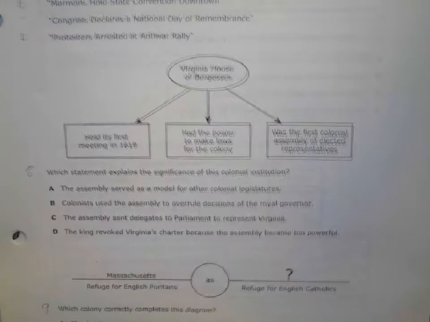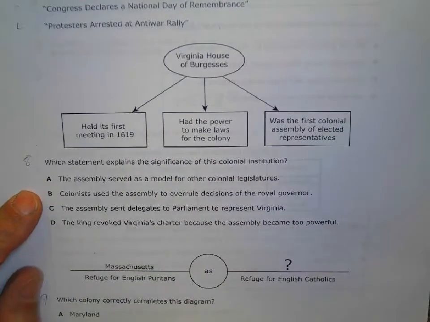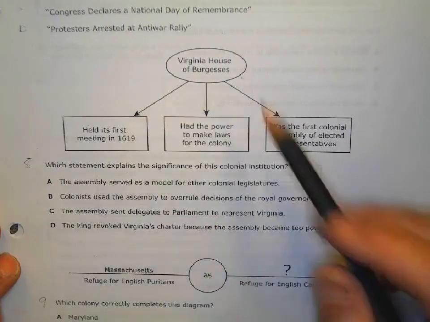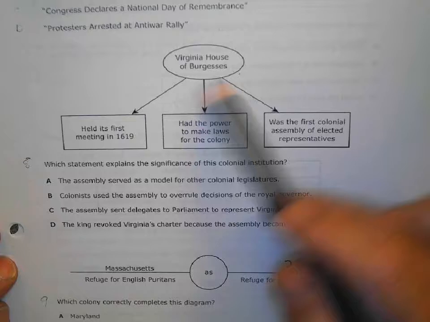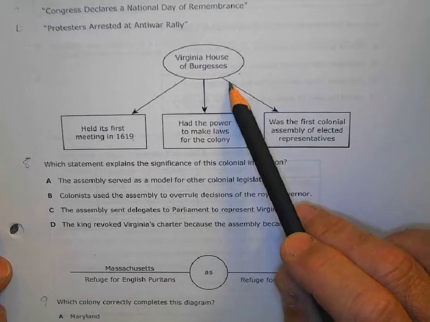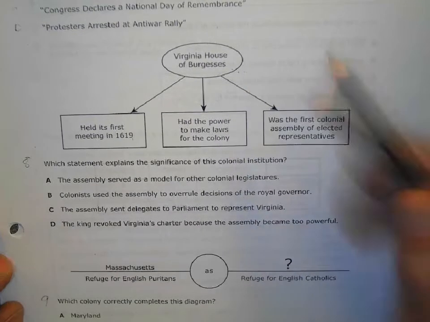Right, question number 8 on the practice STAR test here. Question number 8. You got the Virginia House of Burgesses in this chart here. It's one of the things you should know. Nice thing about this question, if you look at it, they give you the information that you pretty much ought to know. Virginia House of Burgesses, we know it as the first representative assembly.